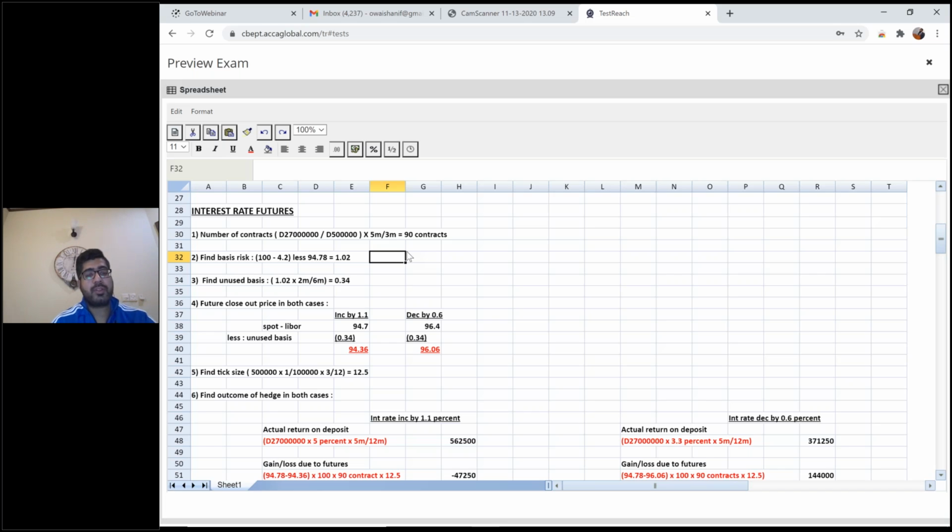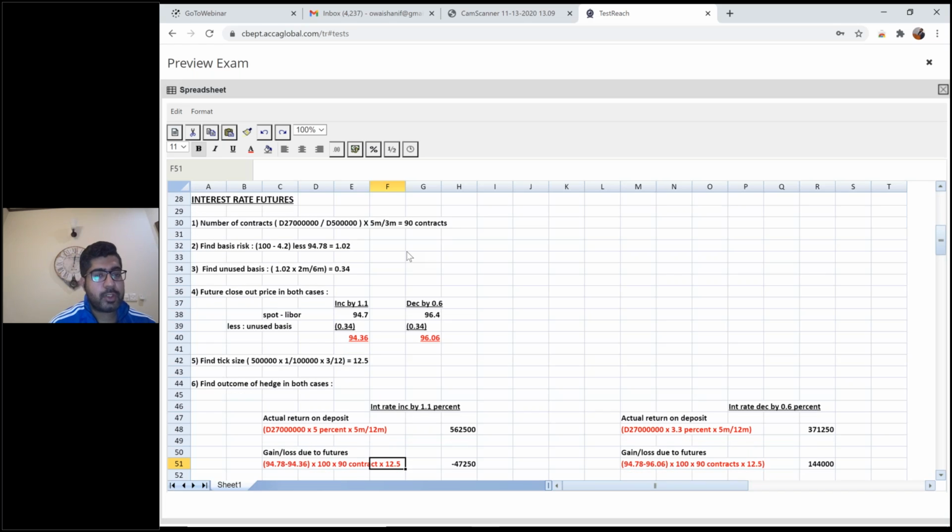Find future closeout price in both cases, increase and decrease. Increase by 1.1, so it's spot minus LIBOR, which becomes now 5.3. And spot minus LIBOR, decrease by 0.6 becomes 3.6. So it's 94.7, 96.4, less unused basis 0.34, 94.36 and 96.06. Tick size: contract size into 1 over 10,000 into 3 over 12.